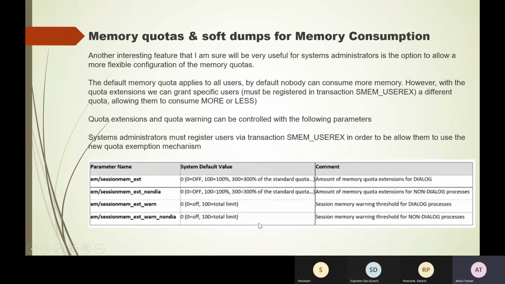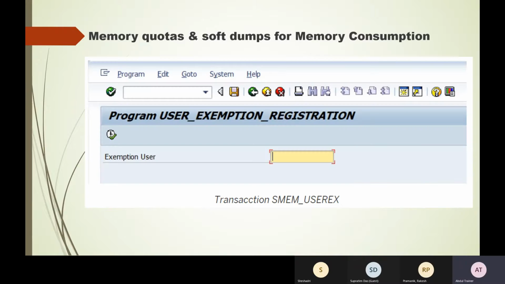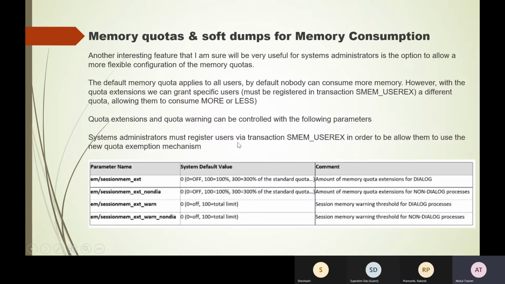So here are some parameters which you can configure. So you can define the quota: the amount of memory quota extension for the dialogues, and the amount of memory quota extension for the non-dialogues, like this. Here you can define the percentage. You can also exclude users from this quota. So using these T codes, you can exclude the users. So what is that T code basically?